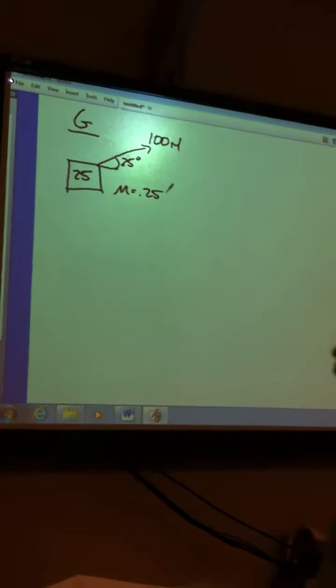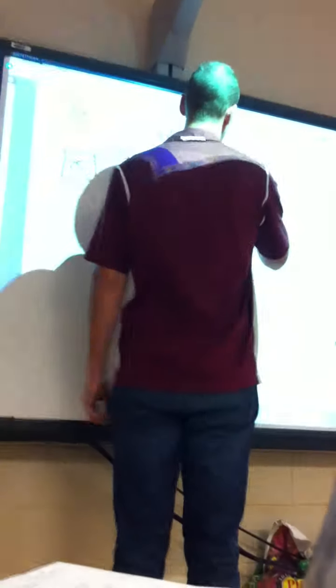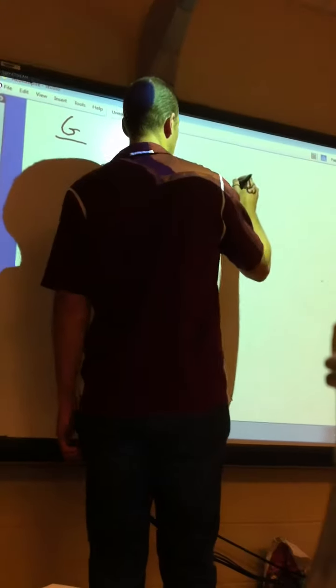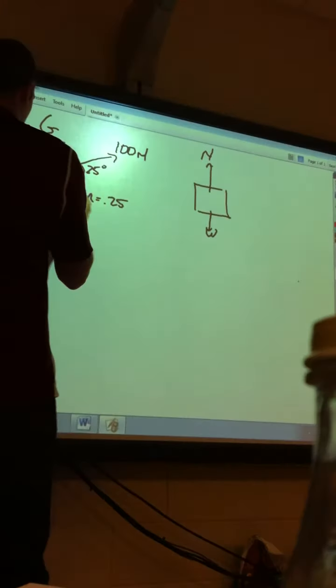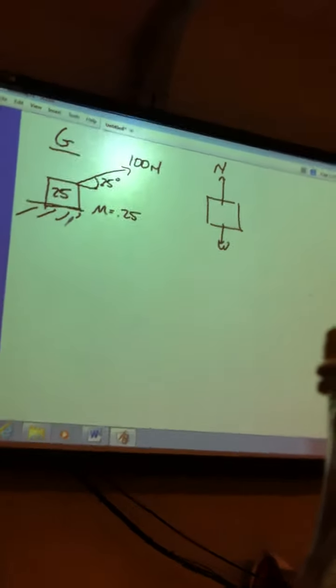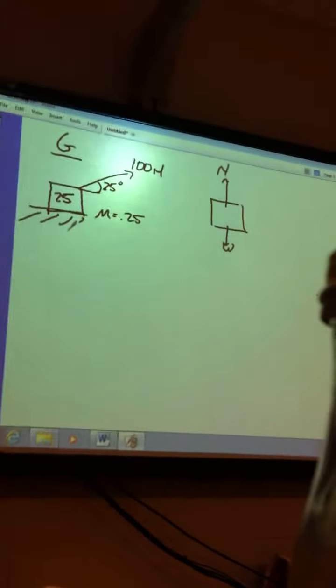Okay, first thing we want to do is do our free body diagram. We have weight coming down. What do we have going up? Sitting on a surface, yes, so normal. What else do we have working on this thing?